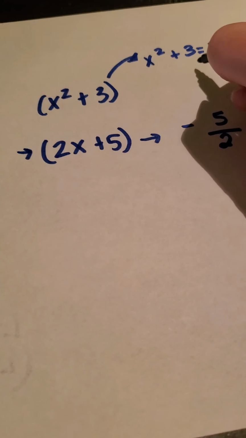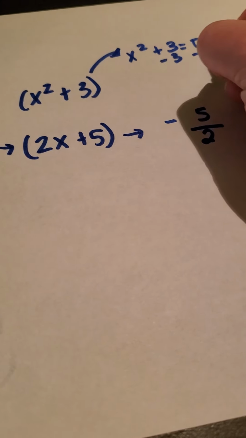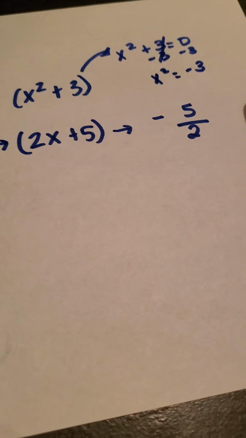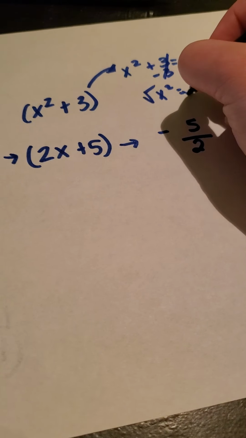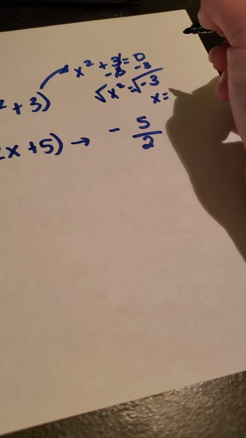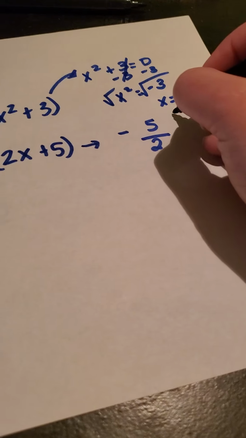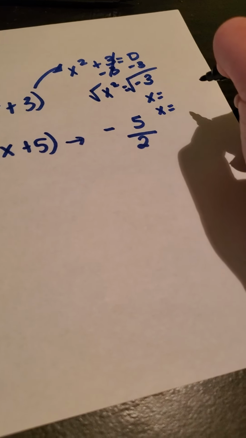So this is set equal to 0. I need to get x by itself, minus 3, to get x squared is equal to a negative 3. And then I'm going to go ahead and take the square root. So I know when I take the square root of a number, I'm always going to have two solutions. I'm going to have the positive one and the negative one. So I'm going to go ahead and put plus or minus because I have two solutions.